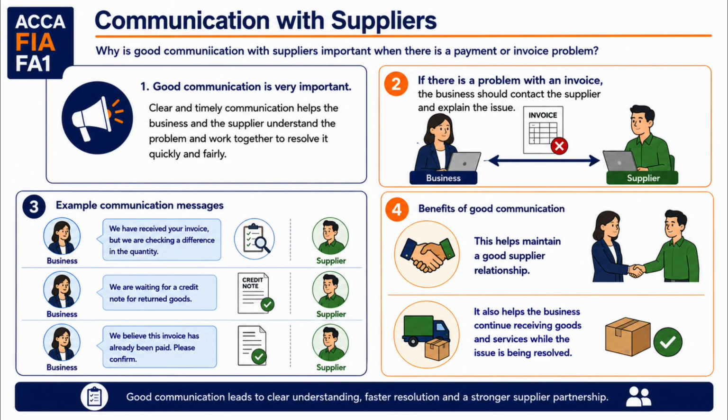Communication with suppliers. Good communication is very important. If there is a problem with an invoice, the business should contact the supplier and explain the issue. For example, the business may say, "We have received your invoice, but we are checking a difference in the quantity." Or, "We are waiting for a credit note for returned goods." Or, "We believe this invoice has already been paid. Please confirm." This helps maintain a good supplier relationship. It also helps the business continue receiving goods and services while the issue is being resolved.